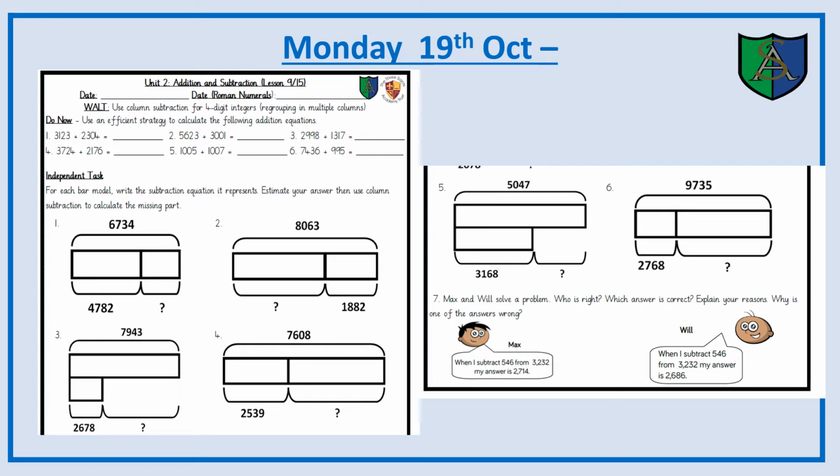My answer is 1,952. These are harder than lesson 8 questions because there is regrouping in more than one column. I wonder whether you can solve 2, 3, 4, 5 and 6.